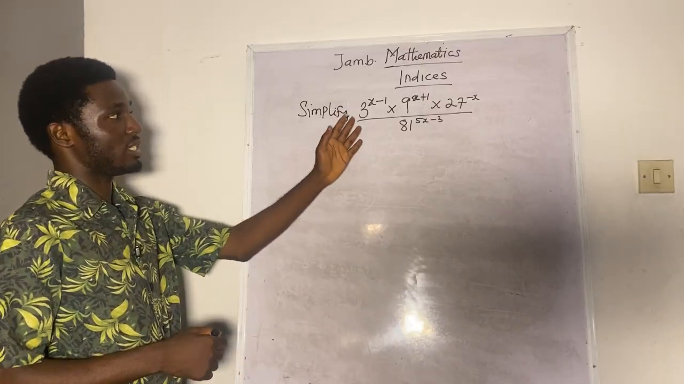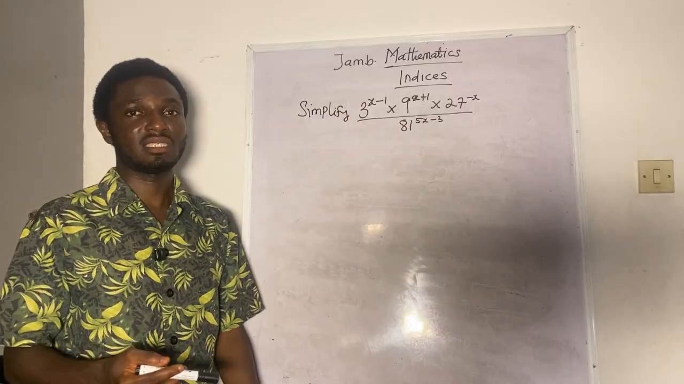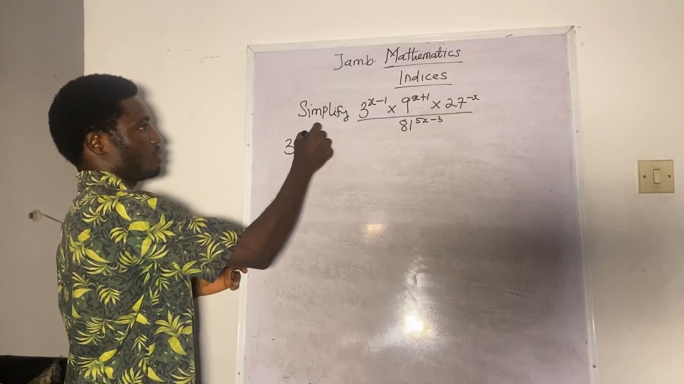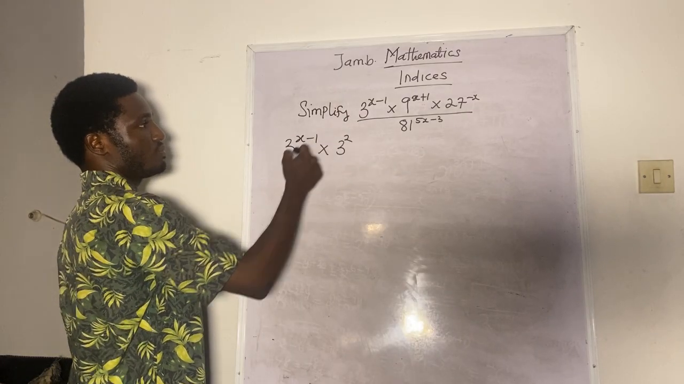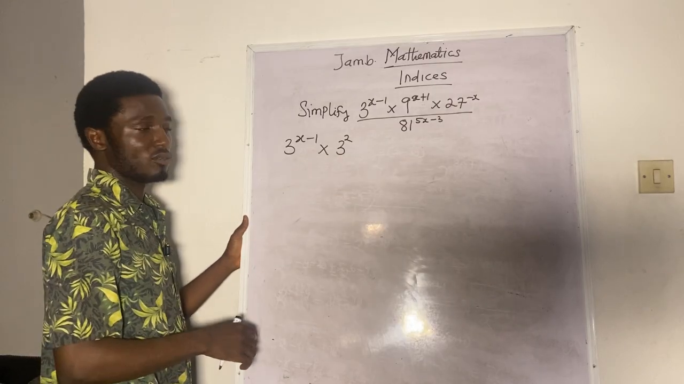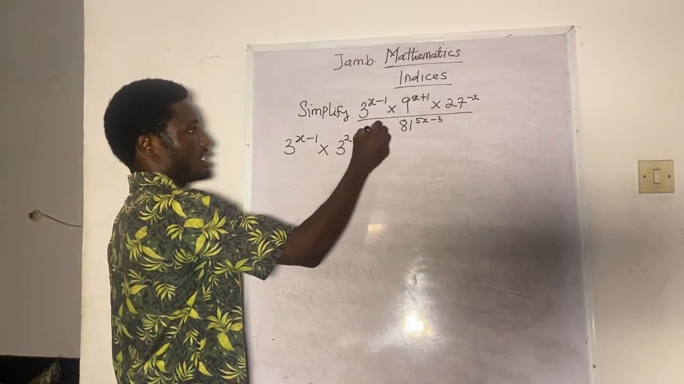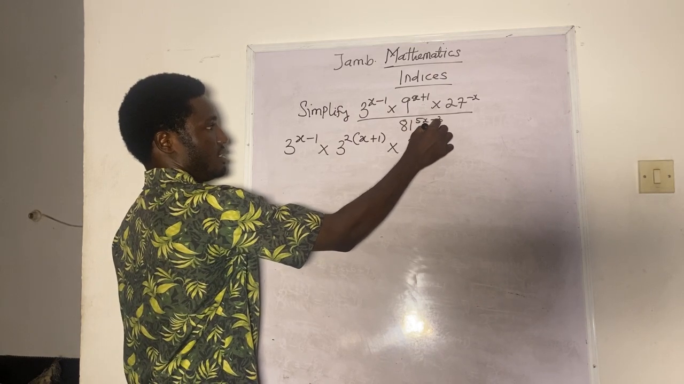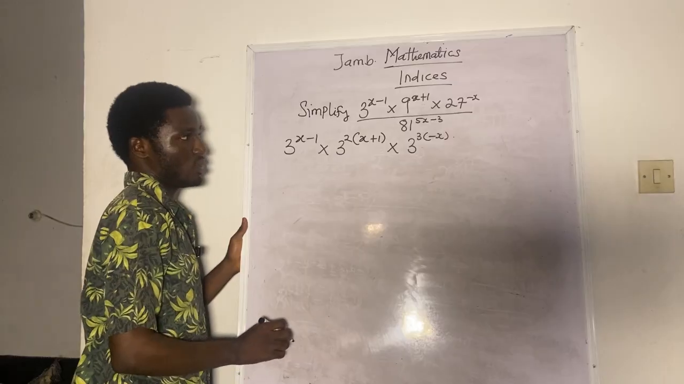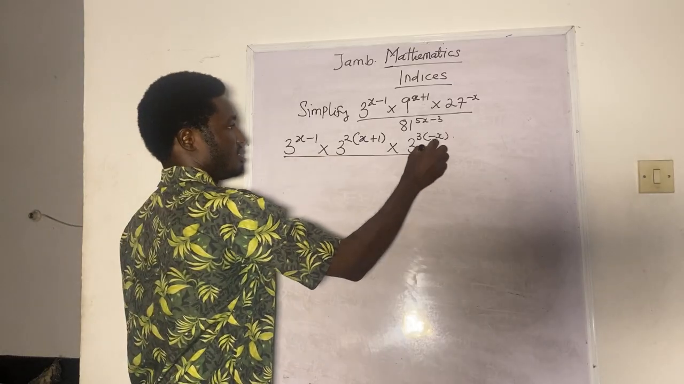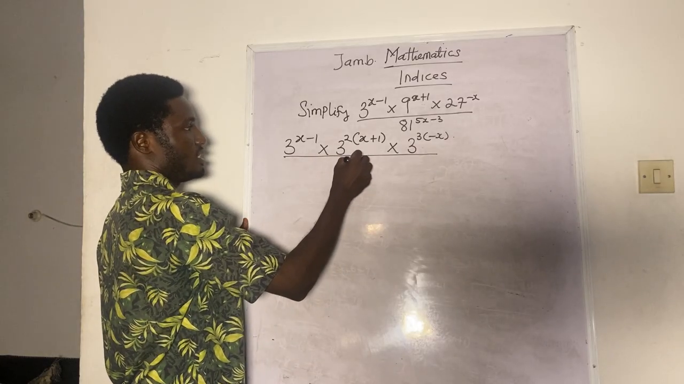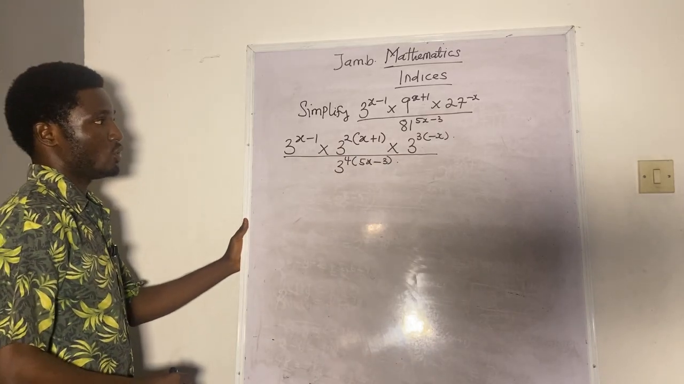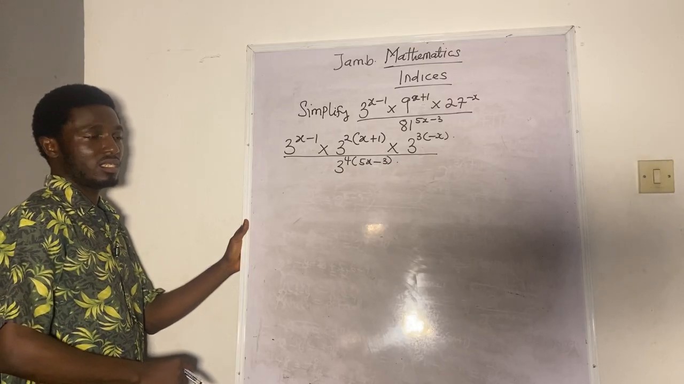First of all, we have to make sure that all these numbers are in the same base. What do I mean by the same base? Watch me. This is 3 to the power of x minus 1 times 9 is 3 power 2, because 3 into 2 places will give us 9. We open the bracket x plus 1 because there's a power there, times 3 to the power of 3 into negative x as we have there, all over 3 to the power of 4 will give us 81. So we have 5x minus 3. That's what we have there. So you can see that they are all in the same base, which is 3.